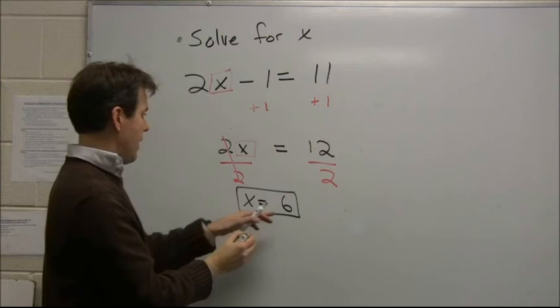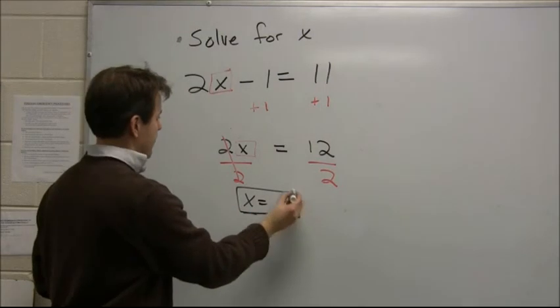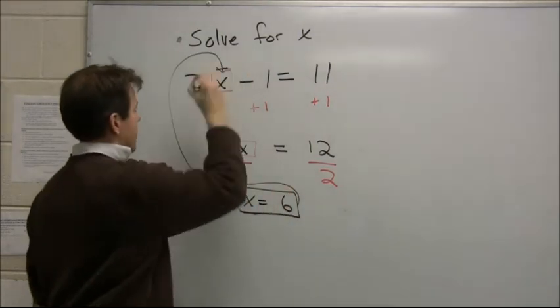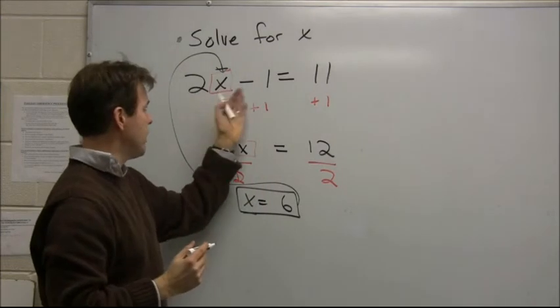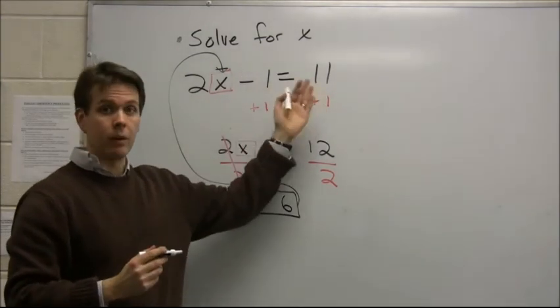Again, we can check this out. We can take this 6 and plug it right in for x. Let's just mentally go through this. So 2 times 6 is 12, minus 1 is indeed 11, so that works out.